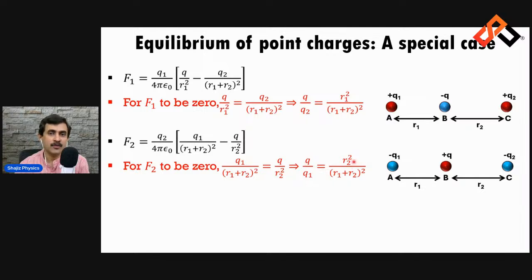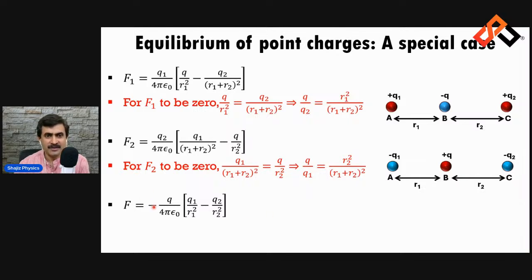Q by Q1 will be equal to R2 square by R1 plus R2 square, which means the equilibrium condition of Q2 will be determined by these two charges, Q and Q1, and similarly the distance between these two. Okay, that's clear. Now we wanted to look at the charge minus Q as well. Consider that. Now we know that the force acting on Q is given by minus Q by 4 pi epsilon 0 into Q1 by R1 square minus Q2 by R2 square.